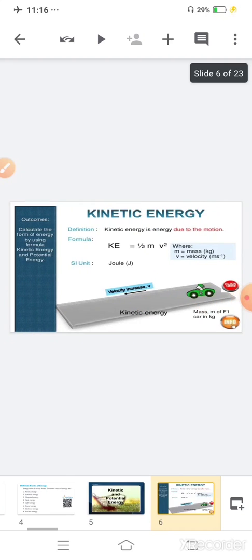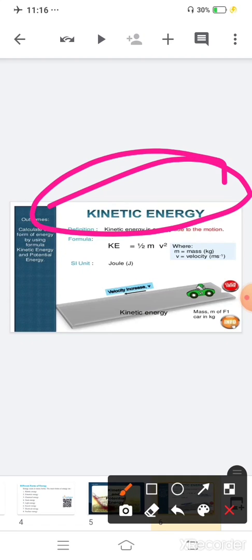Let us start with the kinetic energy. Basically, what do you mean by kinetic energy? The energy which is produced due to the motion is known as kinetic energy. Clear?